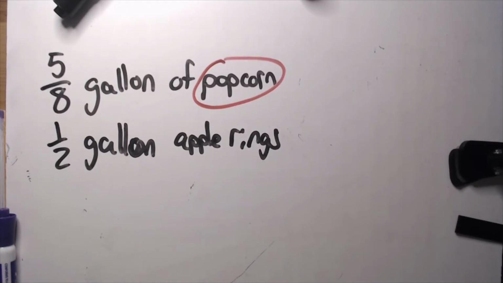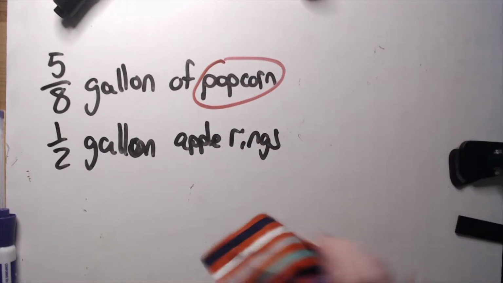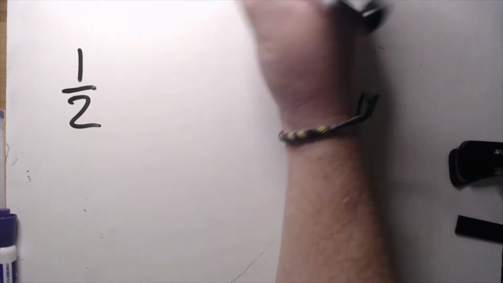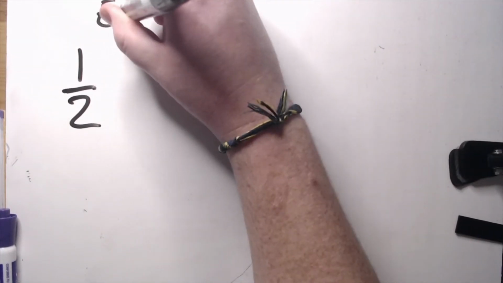So if you're following along in GoMath, the question below this says, write five fractions that are equivalent to 1/2. So let's erase all of this right now. Let's go ahead and work with some equivalent fractions first. So it says, write five fractions that are equivalent to 1/2. So we have 1/2, and now we want equivalent fractions.